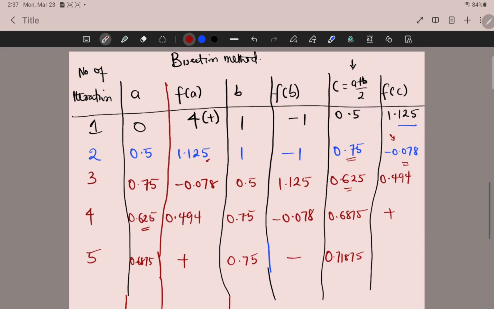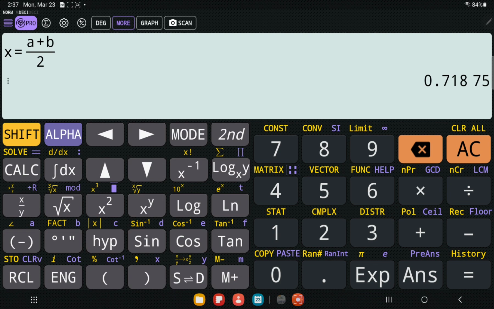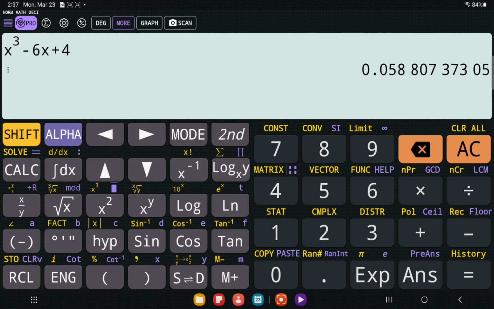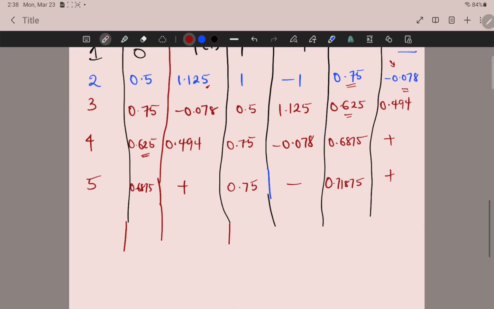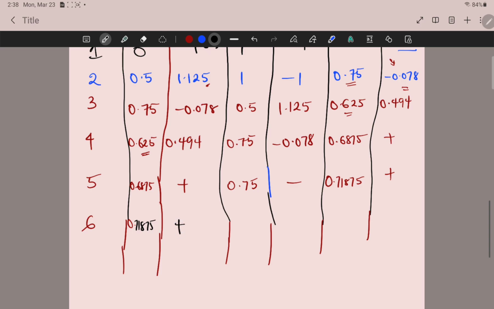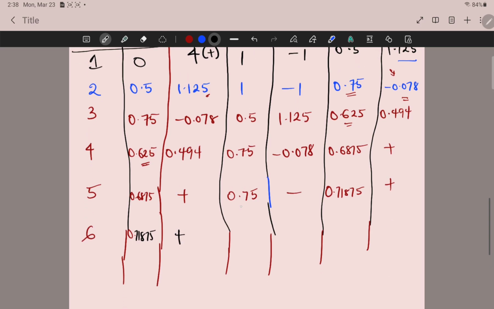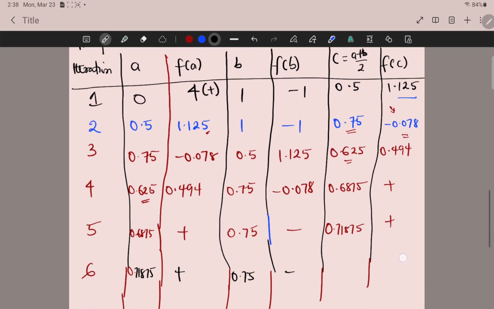And F of C will be what? What will be F of C? That will be 0.05. That's a positive figure. You see why I'm not stressing myself? Good. So at the 6th iteration, I'll bring this newborn baby back, 0.71875. Okay, that guy happened to be a positive figure. I'm going to pair it with a negative. Who was my last negative figure? This guy, 0.75. It's a negative figure, so I just need to put minus there.